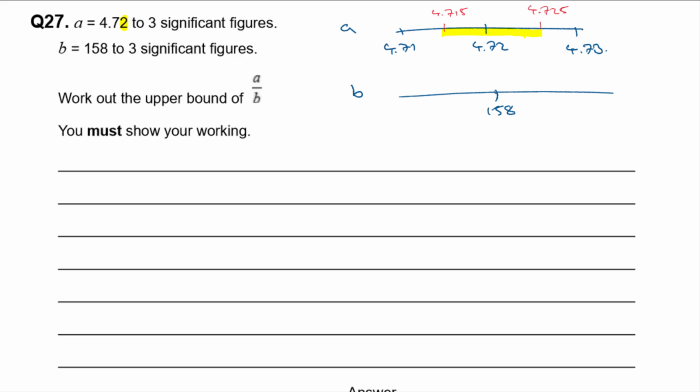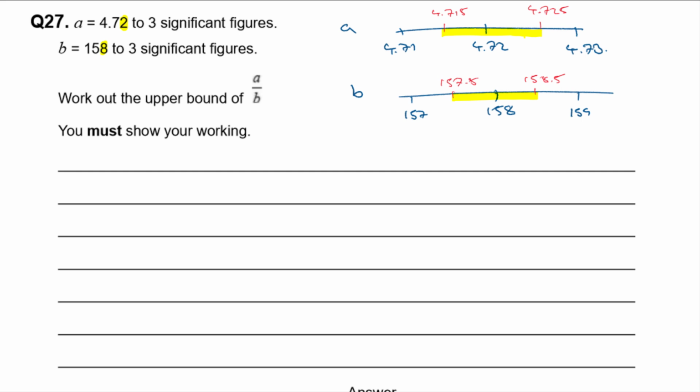So for B, 158 to 3 significant figures, the third significant figure again is that units column there. So 1 unit more than 158 is 159. 1 unit less than 158 is 157. So the numbers rounding to 158 are going to be halfway between or nearer. Halfway between 157 and 158, 157.5. Halfway between 158 and 159, that's going to be 158.5.